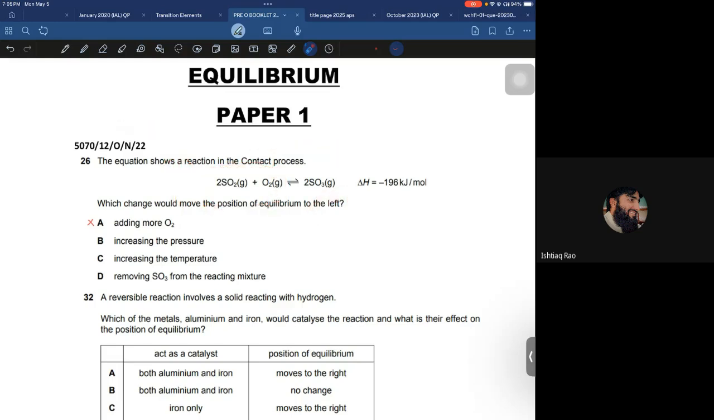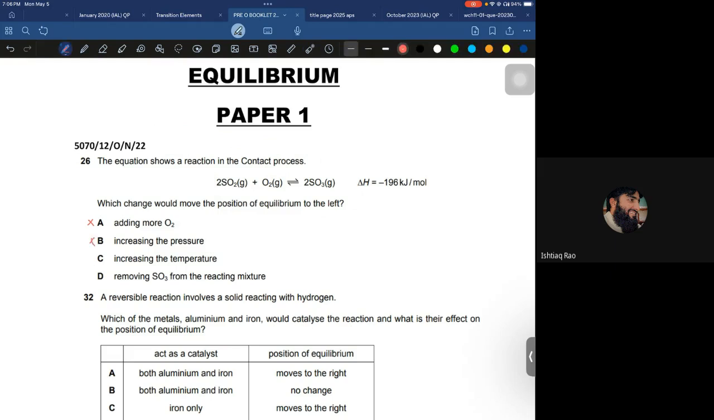So then, increasing the pressure. We have to see the number of moles. On the reactant side, I have 2 plus 1, so 3 moles, and this side is 2 moles. So if we increase the pressure, the reaction would move forward. Like I told you, always remember that things always move from higher potential to lower potential. So this is also incorrect.